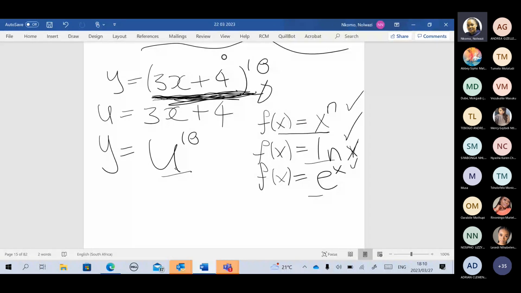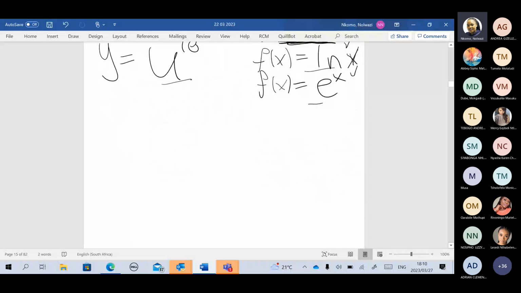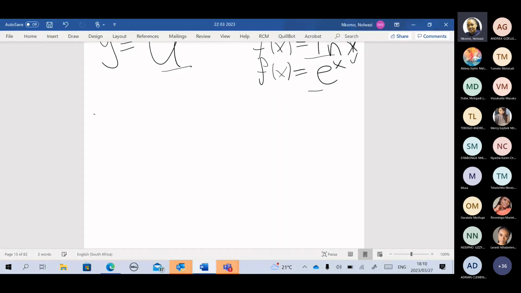Okay, again, suppose you are given a function. Would you please share your screen? I am sharing the screen. With me, it's blank. All of you can't see my screen? No, we can't. We can see it.